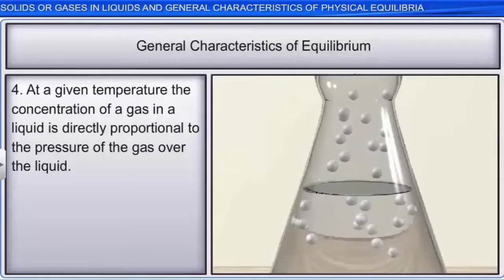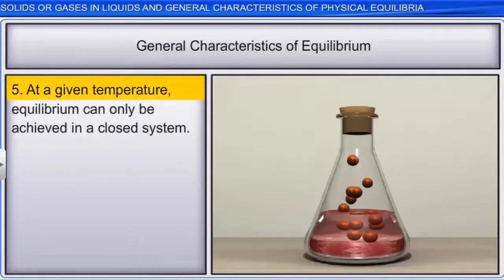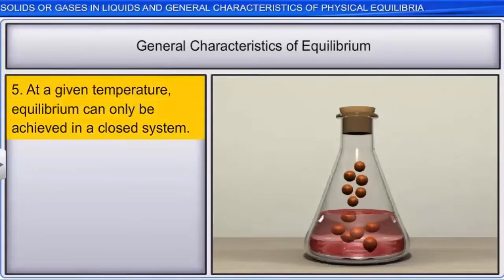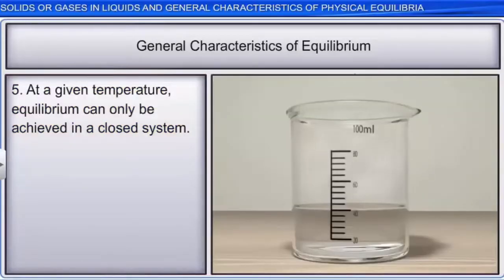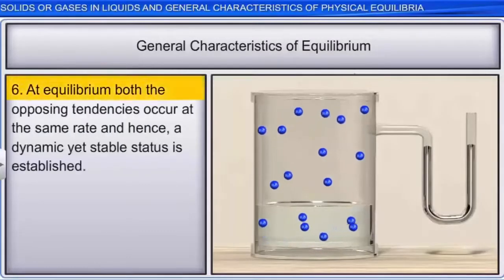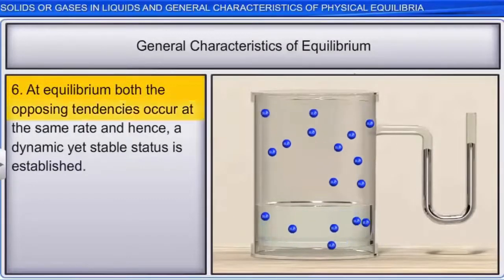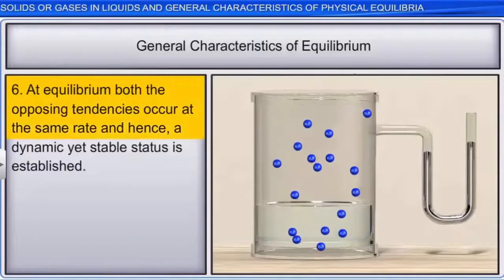At a given temperature, equilibrium can only be achieved in a closed system. For example, no equilibrium is attained when water in a beaker is kept open to the atmosphere. This is because the rate of condensation is much less than the rate of evaporation. At equilibrium, both the opposing tendencies occur at the same rate, and hence, a dynamic yet stable status is established.